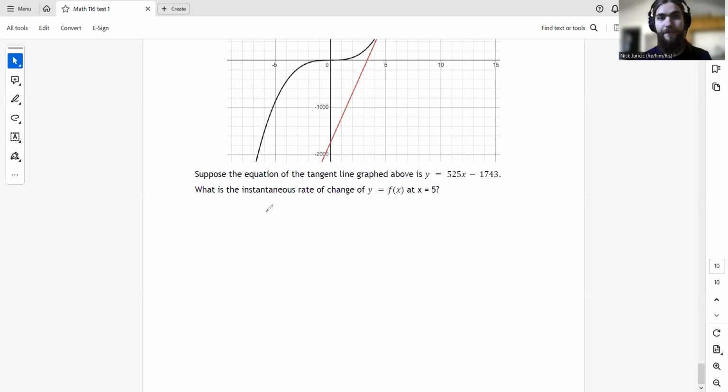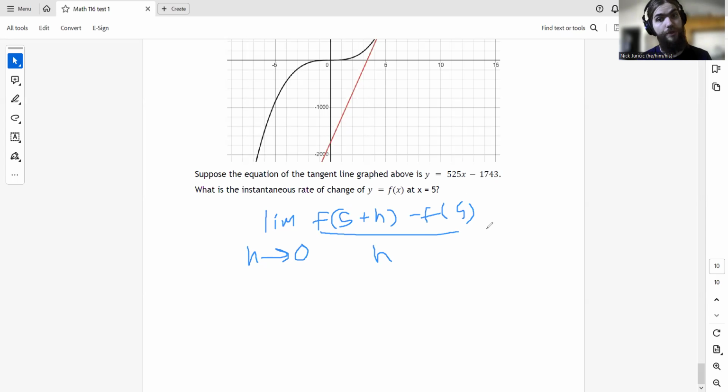You certainly can find the limit as h approaches 0 of f of, well, we wanted x equals 5, right? So we could find f of 5 plus h minus f of 5, all over h. If you did this whole calculation out, it would be a bit tedious, because of the x cubed, and you have to FOIL stuff out. You would find that it's equal to 525.